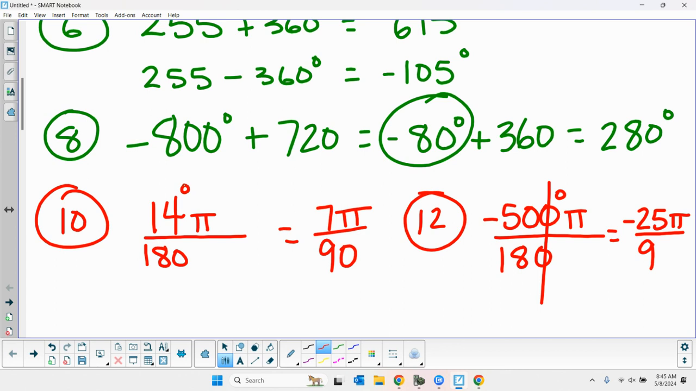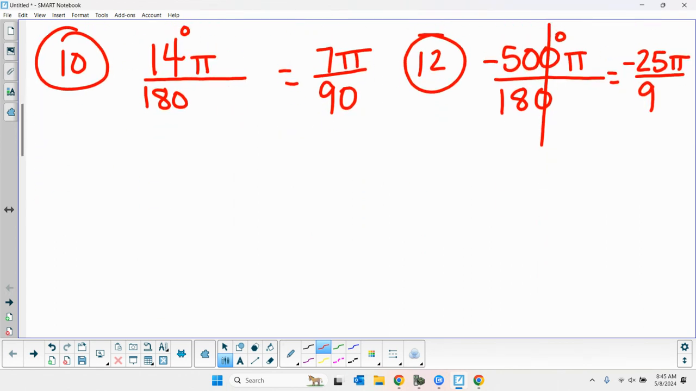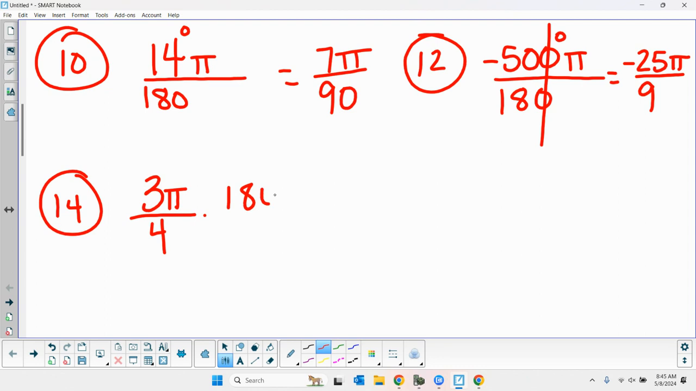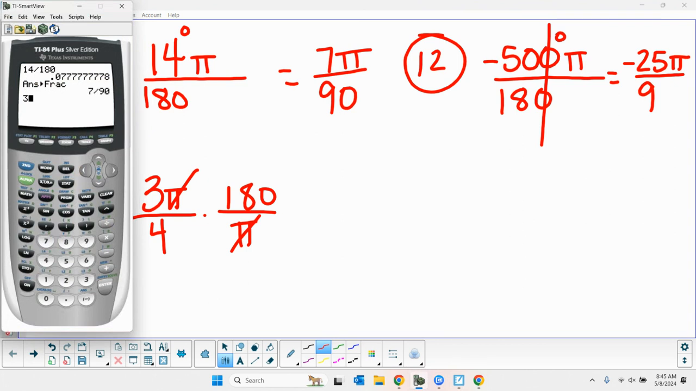Now, the next two I think are going from radians to degrees, so we flip our fraction. Number 14 was 3 pi over 4. All right, so we want the pi to cancel. So we go 180 over pi. Then you just go 3 times 180 divided by 4 in your calculator. 3 times 180 divided by 4. You get 135 degrees.